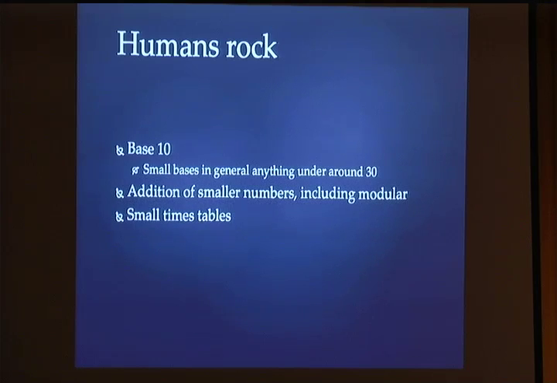However, humans rock at base 10. Any of you can multiply by 10 in 1 second, and you can do anything, addition, mod 10, all those things. We can actually do small bases of under around 30. For the purposes of this talk, I actually memorized the times tables of 29 by 29, because that's the base we're going to use for everything. And smaller numbers and modular arithmetic we do great with. Like, we are not better, but we can do a lot more fancy things with it than a computer can.